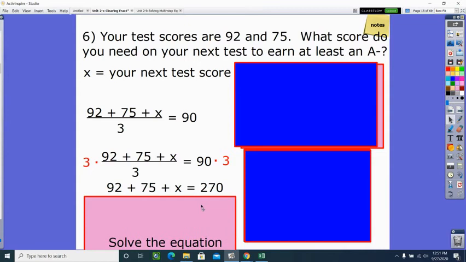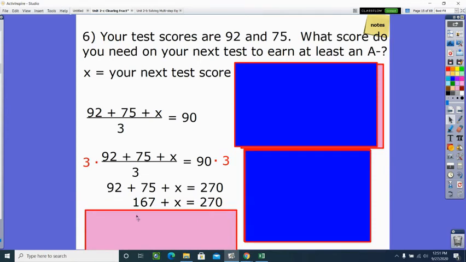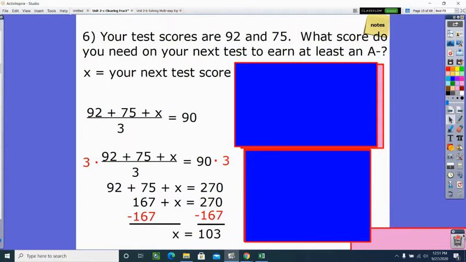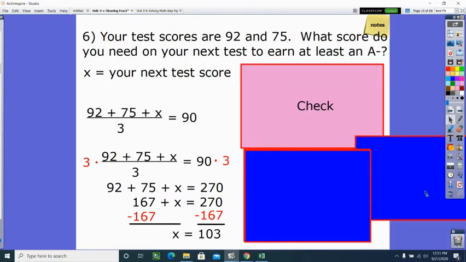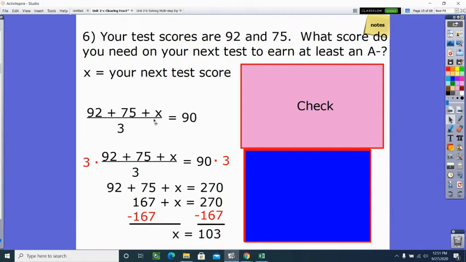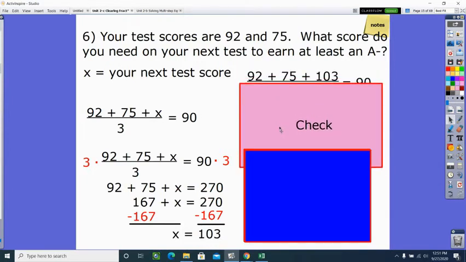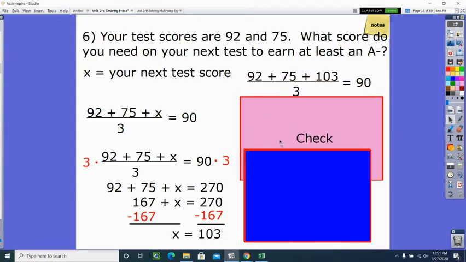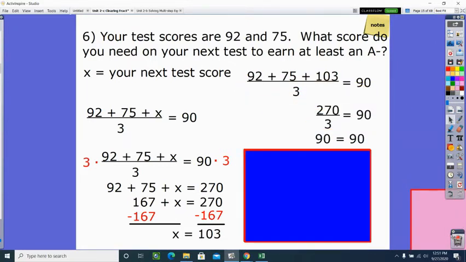By the way, I can also add that 92 and 75 because they're like terms. So basically, I already have 167 points in the bank as I'm heading hopefully to 270 to get that 90 average. I'm going to subtract 167 from both sides, and x says 103. Well, the next step in solving a word problem is, did I do it right? So I'm going to put that 103 back up. I'm going to add those 3 numbers in the numerator, divide them by 3, and sure enough, that is the correct answer. So now, what's the answer to the question? What score do I need on the next test?